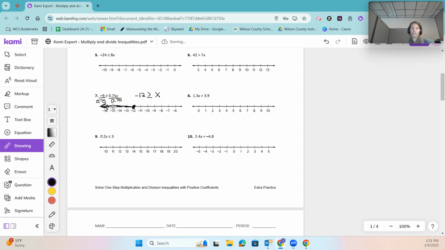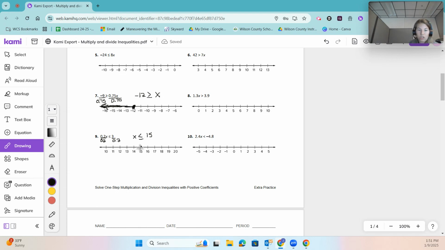Okay, those are all of our numbers that -12 is greater than. Okay, one more like that. Okay, we have 0.2x is less than or equal to 3. Divide by positive 0.2. Okay, and then we have x is less than or equal to, and then 3 divided by 0.2 is 15. So x is less than or equal to 15.